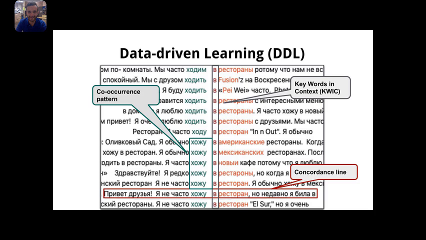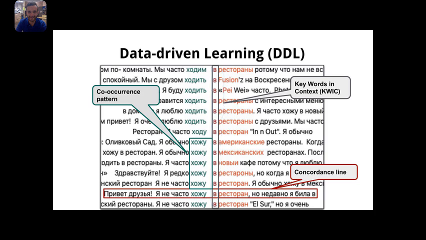DDL uses the concept of frequency of occurrence of linguistic features. For example, the preposition in the middle here, which is also called a keyword in context, occurs frequently in multiple texts and sentences and was chosen as a focal feature of this particular activity.